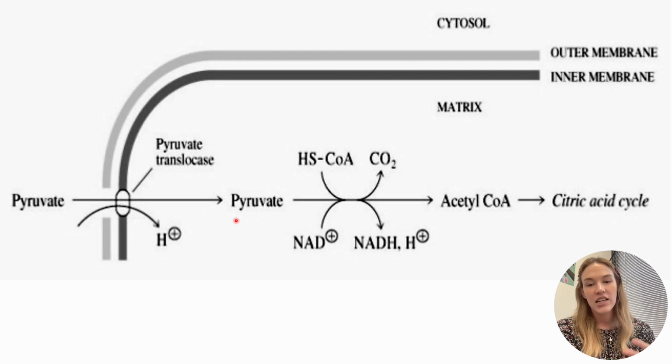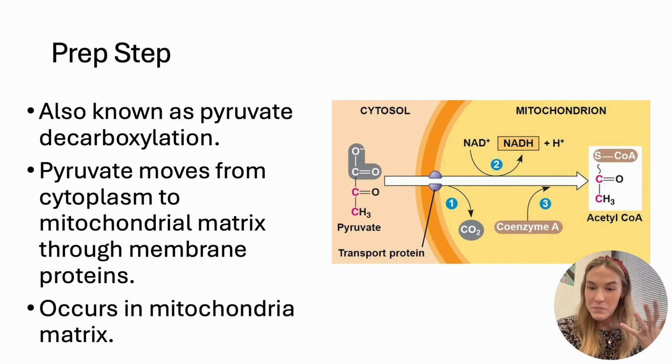Now, I also need to convert pyruvate into a molecule called acetyl-CoA. The enzyme here is pyruvate dehydrogenase, and it's very important for regulation purposes, but let's talk about this process. The prep step, the linkage reaction, or pyruvate decarboxylation, is this idea of converting pyruvate into acetyl-CoA. Now, you should be able to count carbons here. Pyruvate, we know, is 3 carbons, and here they are, 1, 2, 3. Acetyl-CoA has 1, 2, only 2.